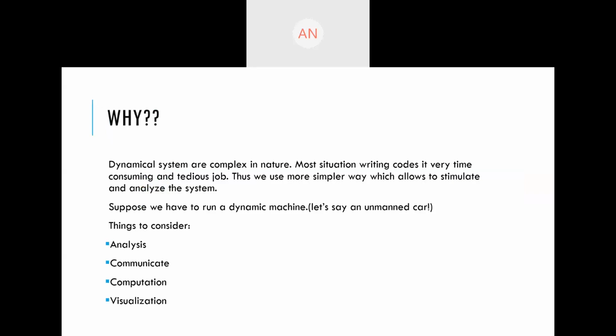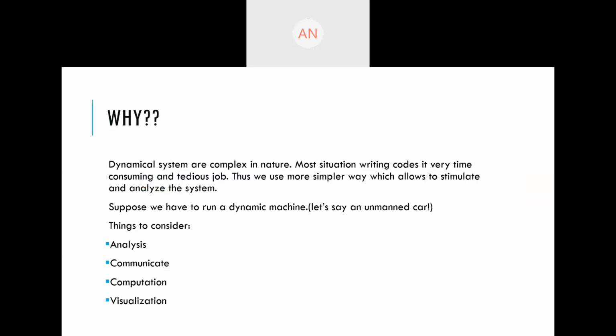Dynamical systems are complex in nature. A dynamical system means, suppose, a moving car. It moves with respect to time. Well, it's very hard to code it, and it is a very time consuming and tedious job. Thus, we have found a simpler way to simulate and analyze the system.